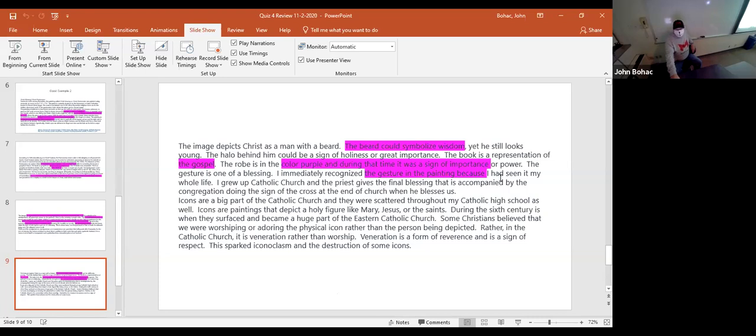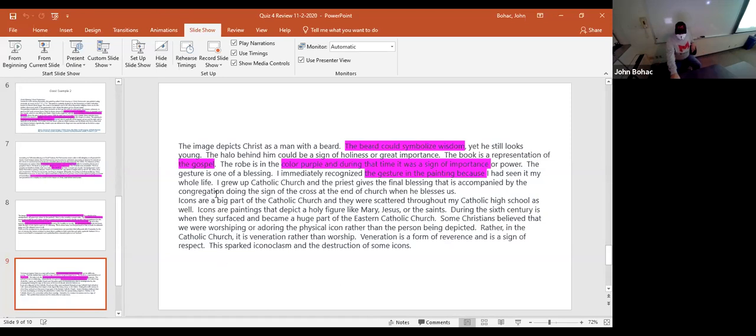And this one then took a turn to a personal account. I had seen it my whole life. I grew up in a Catholic church, and the priest gives a final blessing that is accompanied by the congregation doing the sign of the cross, at the end of the church, he blesses us. And see, at a Catholic church, that is where all of this comes from. It goes right back. If you want to trace the history, it's right through this.